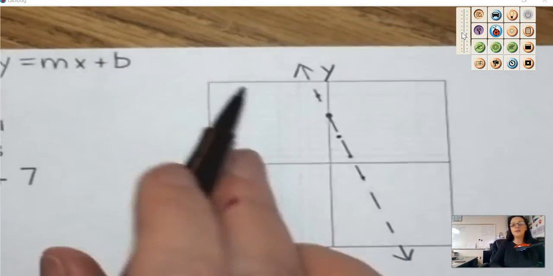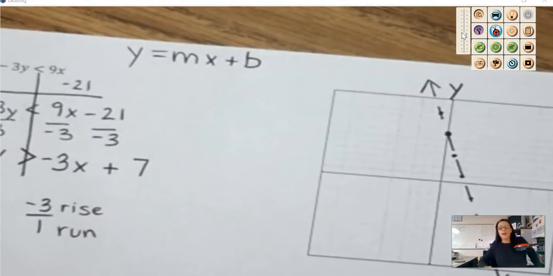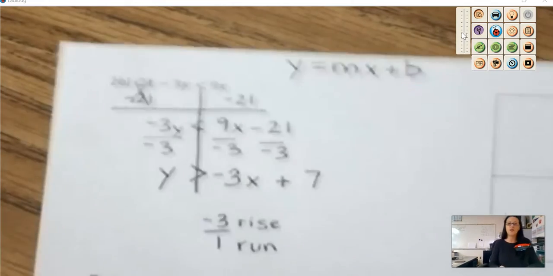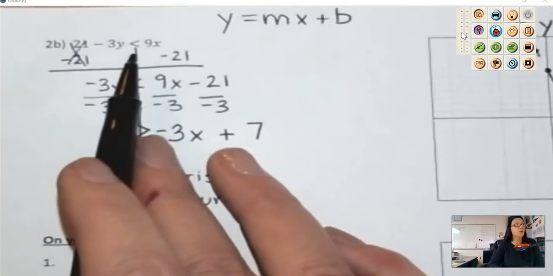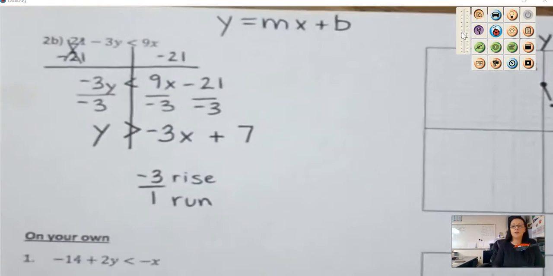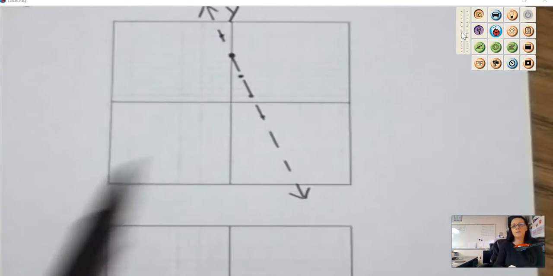If you get these answers, you're going to have your left and right side of your equation equal to each other, and that's not part of your answer. It can't be equal to. It's just got to be less than or equal to. Or I'm sorry, less than or greater than.